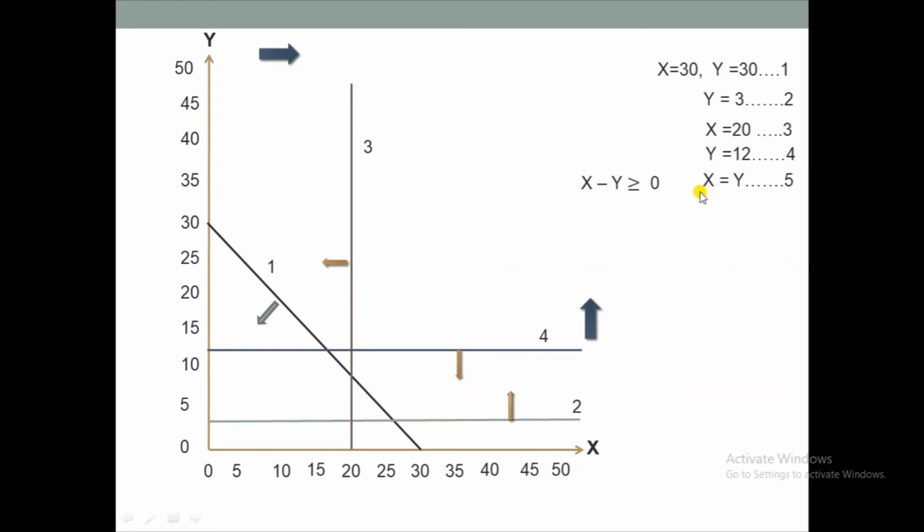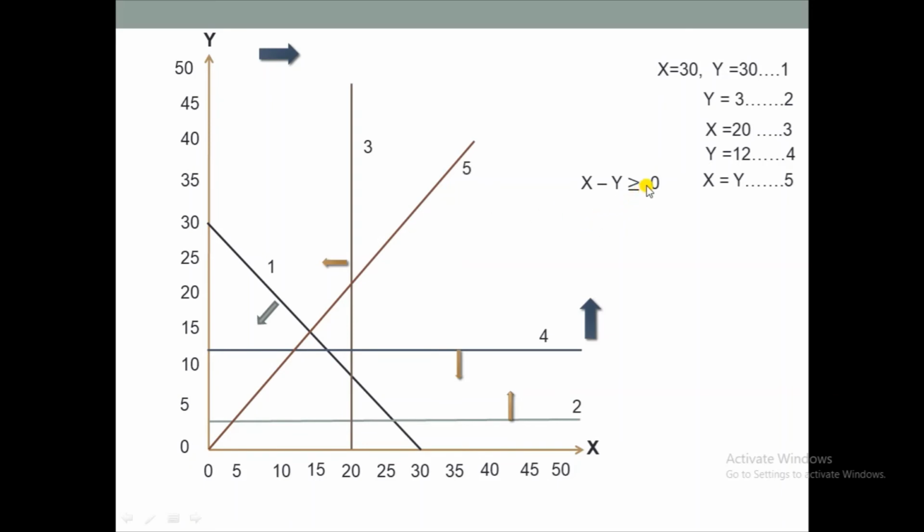Okay, now the fifth equation is x equal to y. X equal to y means whatever the value of x, that will be the value of y. So x0, y0, x1, y1, x2, y2, x3, y3. So it is going to be a straight line passing through the coordinates, that is, the origin. It will be a straight line. So it is going to be the fifth.